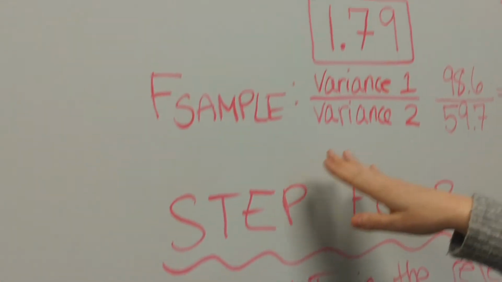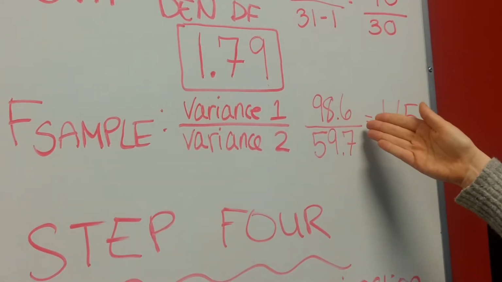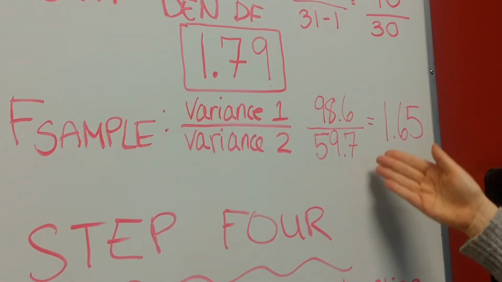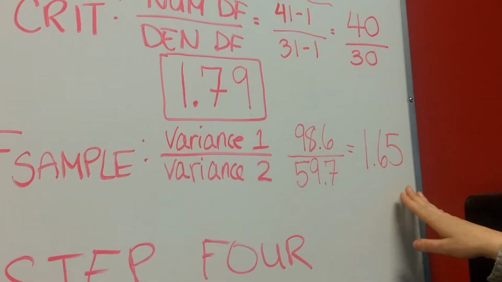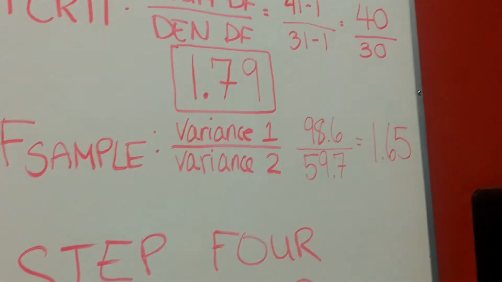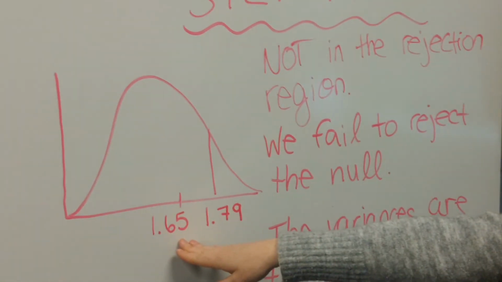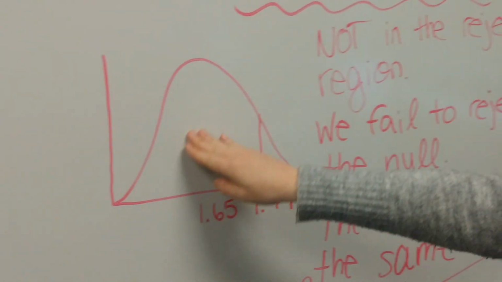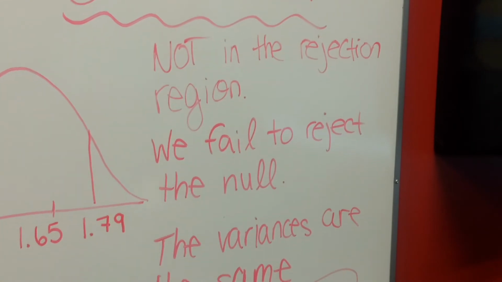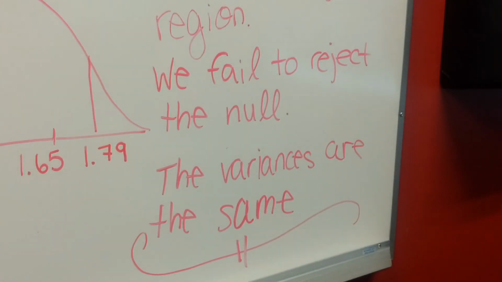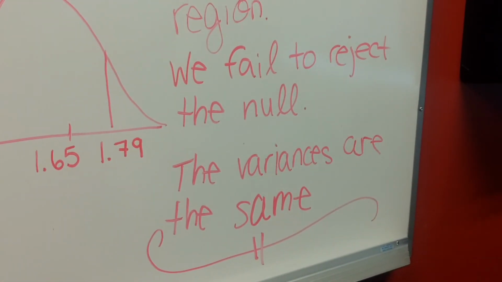Now we can find our F sample value, so we'll go back and take our variances, keeping the larger one on top. We keep 98.6 on the top and 59.7. We can then divide those to find our F sample of 1.65. So we can go back to our drawing here, and you can see that 1.65 is located in the acceptance region. So we know that we can accept the null and reject the alternative, and the variances are the same. So from here we can decide what t-test to use and we can move on.